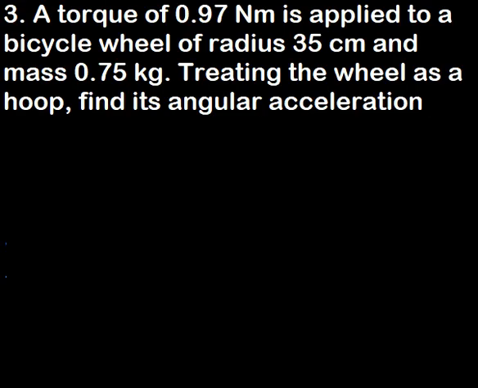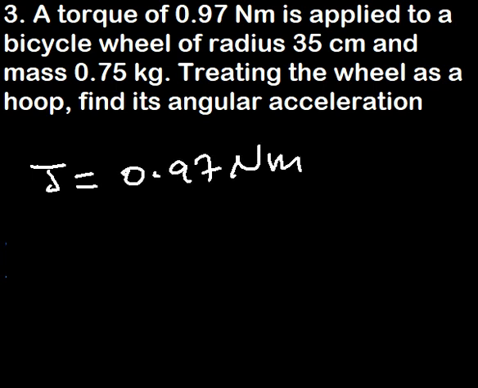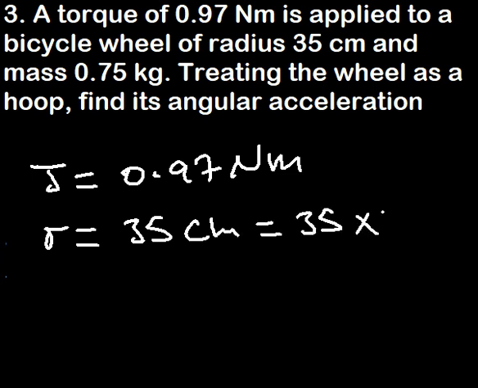Now let's say this is the question. A torque of 0.97 Newton-meter is applied to a bicycle wheel of radius 35 centimeters, which has to be in meters. So we have 35 times 10 to the power negative 2 meters. Make sure that you know about the prefixes.